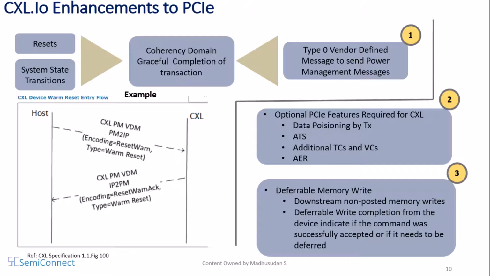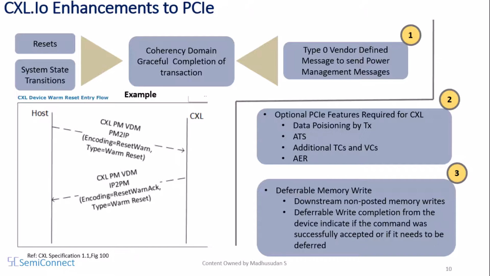If you see, the host sends what is called a CXL power management vendor defined message, let's say for the example of warm reset. This message is sent to the CXL device, and in turn the device could, for example, flush its cache and do other housekeeping operations inside, and then respond back with a CXL power management vendor defined message, and then the rest of the power down or the reset could proceed, right? So this is again enhanced in CXL.